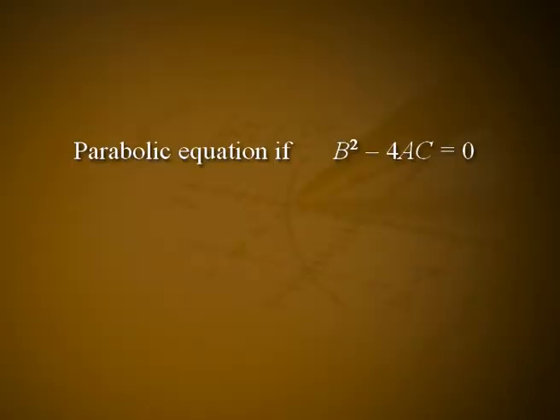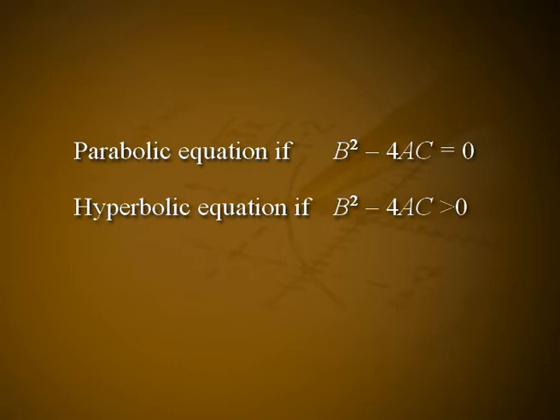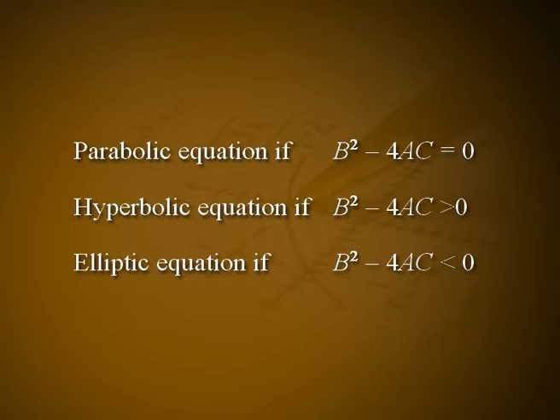Equation 1 is said to be parabolic equation if b square minus 4ac is equal to 0, hyperbolic equation if b square minus 4ac is greater than 0, and elliptic equation if b square minus 4ac is less than 0. It is to be noted that the first order terms do not play any role in the classification of the equation. This classification is important for determining the number and type of conditions to be prescribed in order that the problem is well posed and has a unique solution.